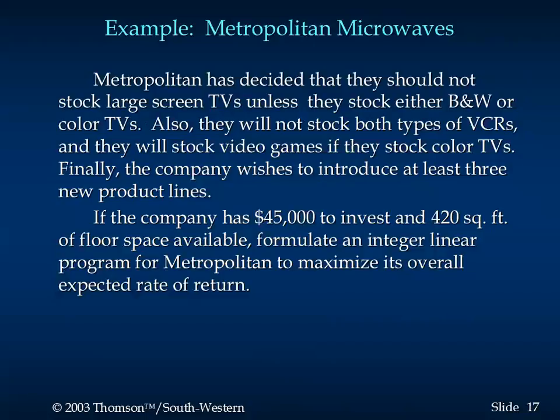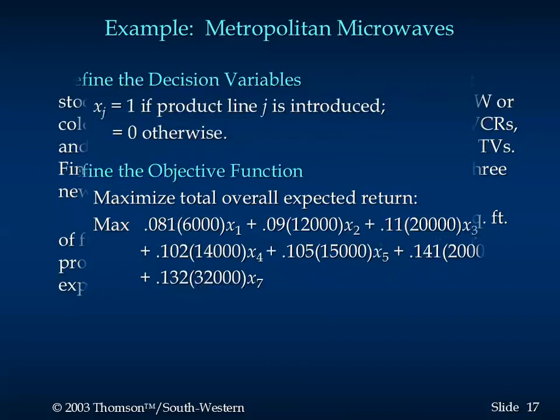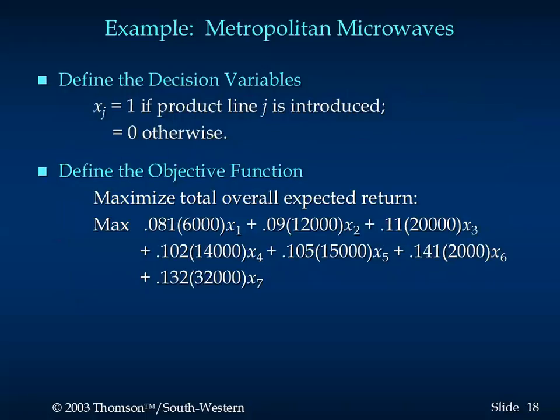Okay? So how do we do it? Well, it's through those binary variables. Okay, the binary variables will do it. So xj is 1 if product line j is introduced, 0 if not.